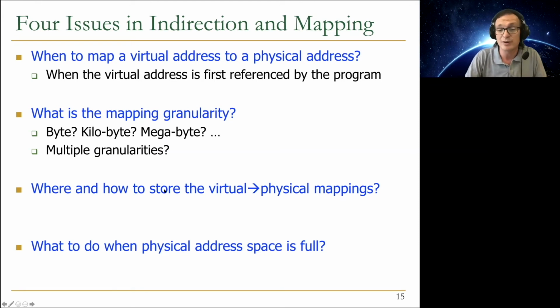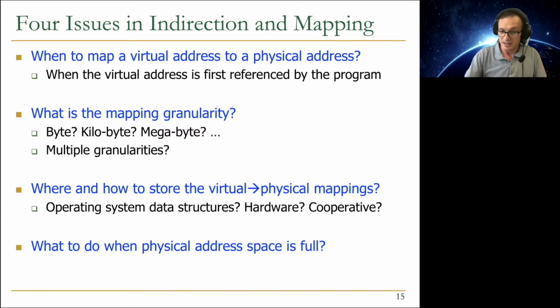Then where and how to store the virtual to physical address mappings? This is important. The page table clearly is one example, but how do you actually do it? Operating system data structures. Do you also store it in hardware? Do you cache it in hardware? And we will see that the answer is yes. Do you do it cooperatively between hardware and software? And we will see that the answer is yes.